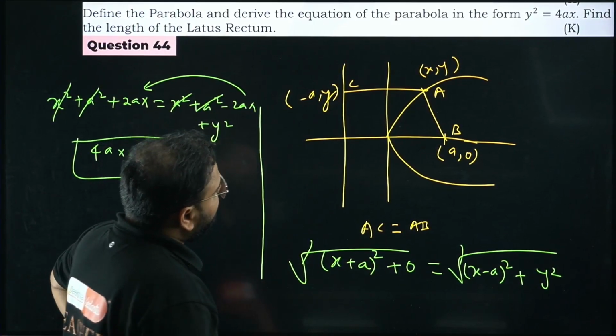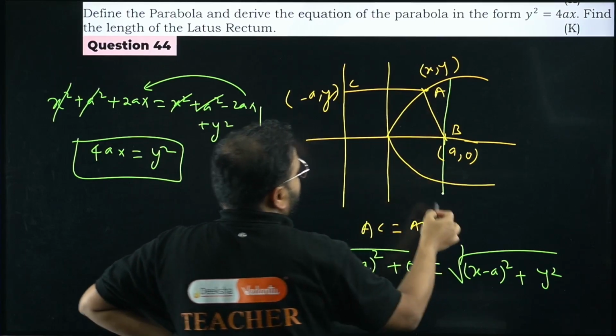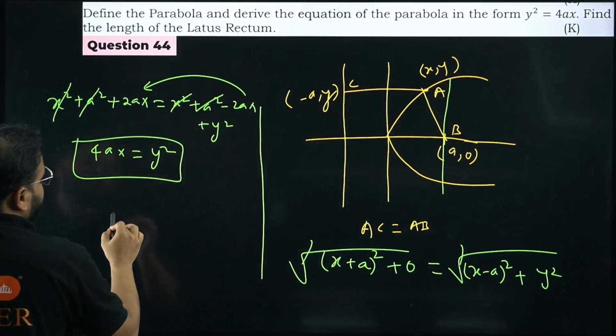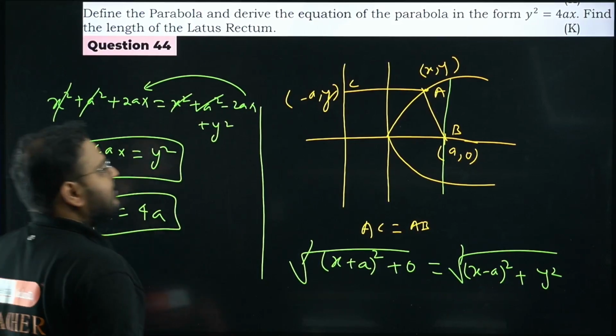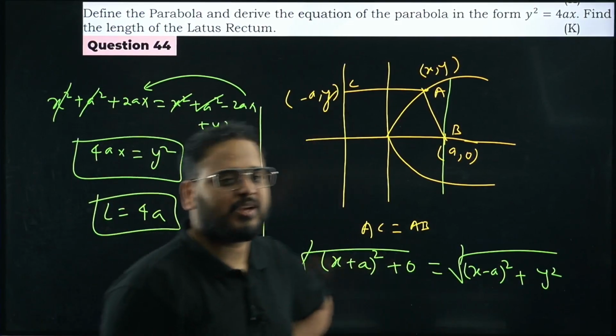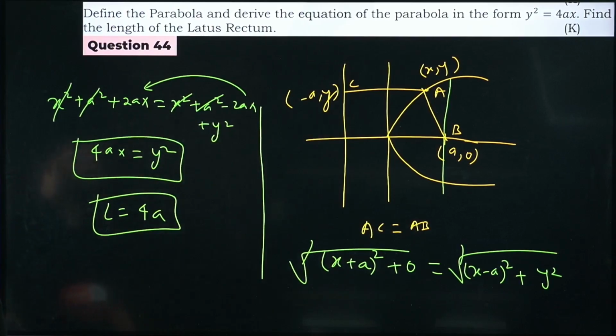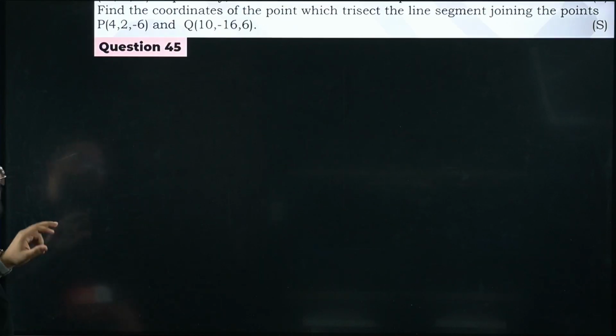If you find it like this from here to here, it will come out as 4a. Length will be what, sir? 4a. Please check. All right, this is done. 44th is done. 45th now.